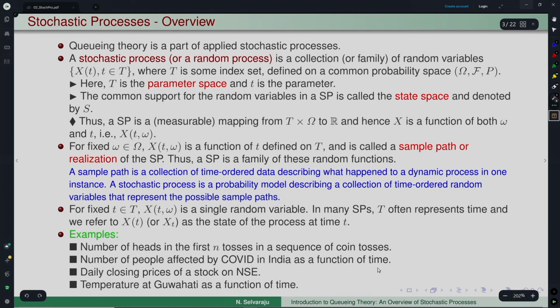Now, if you assume the time to be continuous, at every instant you are counting the number of people affected by COVID in India. So the number would be a discrete quantity, but the time is continuous. The parameter space is some interval in this particular case. Or the daily closing prices of a particular stock in the National Stock Exchange, or temperature at Guwahati as a function of time. These are all simple examples that you can easily think about.